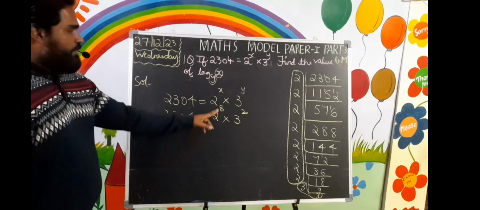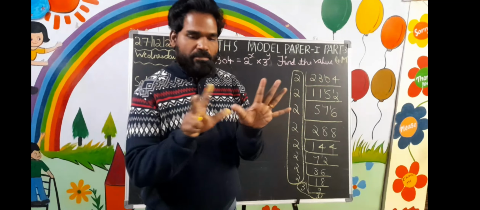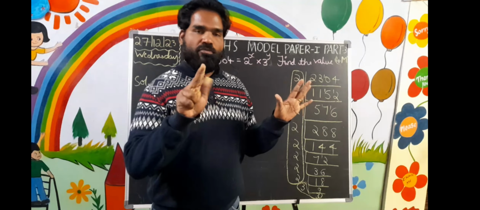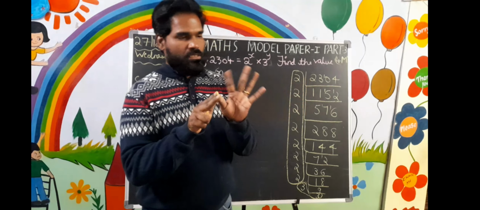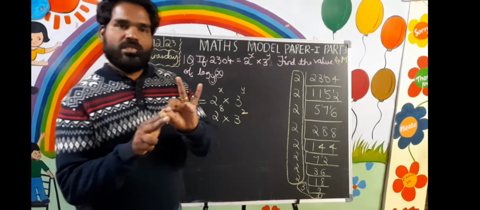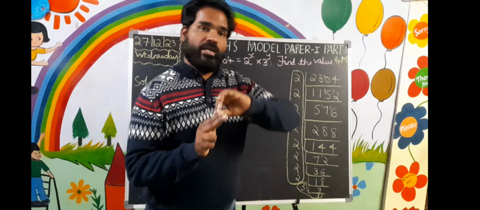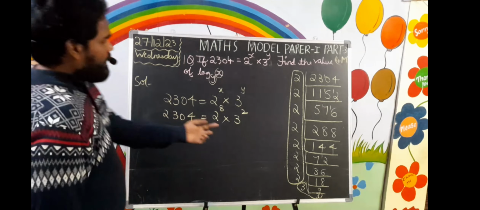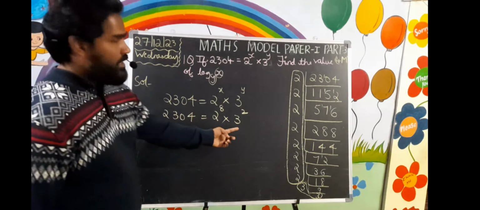So if you expand 2 power of 8, 2 into 2 into 2 into 2 into 2 into 2 into 2, like that, if you take 8 times and multiply all those, you will get some number. For example, 2 2's are 4, 4 2's are 8, 8 2's are 16, 16 2's are 32, 32 2's 64, 64 2's 128, 128 2's is 256. So 256, and here 3 square, 3 3's is 9. If you multiply 256 with 9, you will get this number 2304.